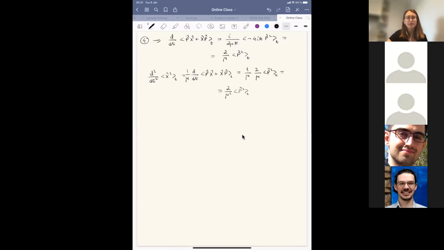And again, by the same argument as before, one can show that the time derivative of the average of p squared is equal to 0. This follows from Ehrenfest's theorem.